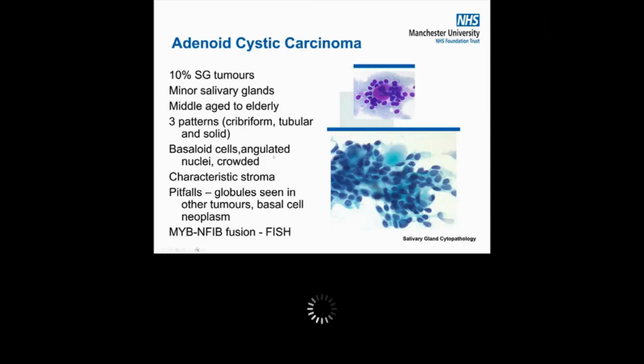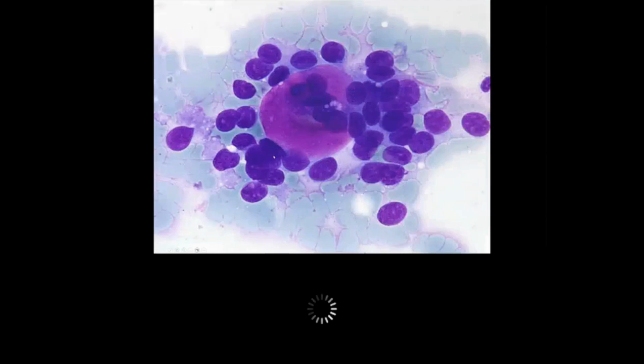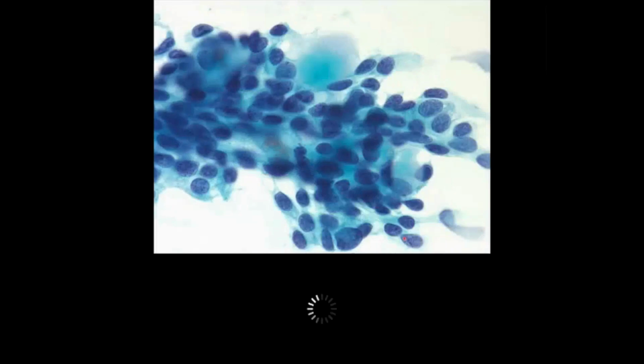Here we have the typical basaloid epithelial cells, and they're surrounding the hard-edged, dense matrix material, which here is in a globule. On the pap stains, again, we can see this cribriform pattern with the basaloid angulated epithelial cells and this hard-edged matrix material.